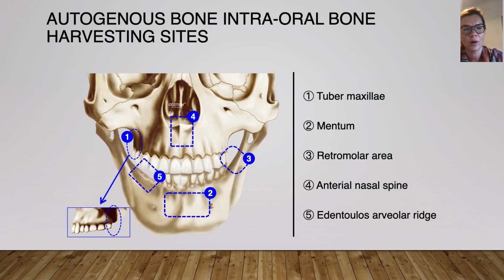What are the intraoral bone harvesting sites? So they are the tuber maxillae, the mentum.